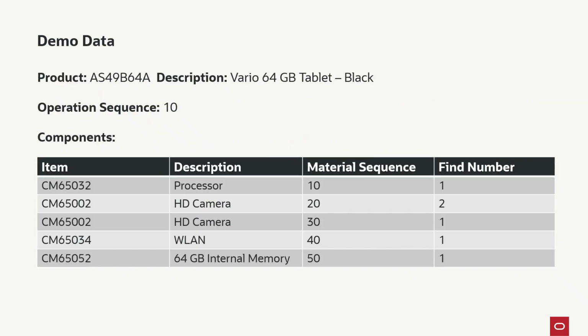Here are the details of the work definition of a product that we would be using in the demo. As we can see here, the component CM65002, associated to operation 10, repeats twice in the product's work definition. We will review the same in the work order and in the Backflush Materials page while reporting an operation completion transaction. With this, let's get into the demo.